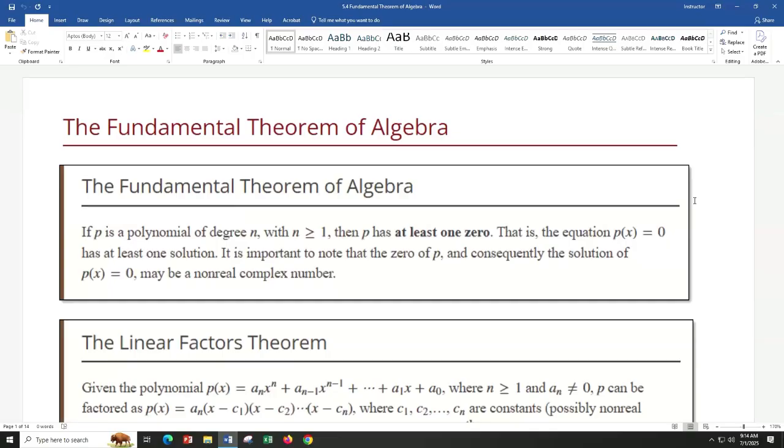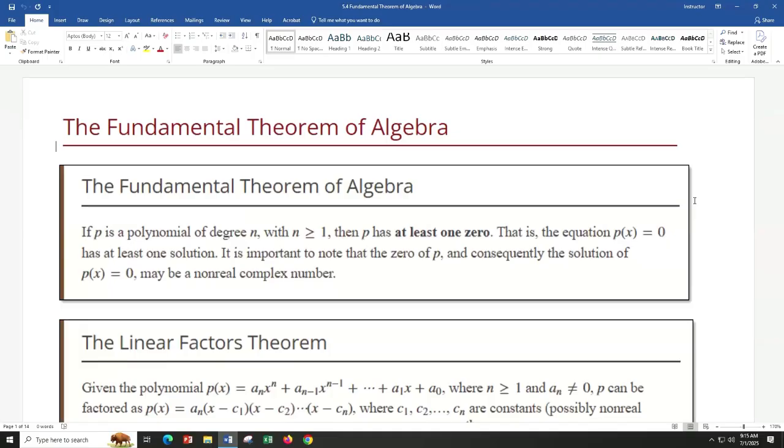The fundamental theorem of algebra states, okay, and I'm going to read it so we can be mathematically literate over it, but then I'll explain what it says very simply, okay? If P is a polynomial of degree n, with n greater than or equal to 1, then P has at least 1 zero. We know what that means, okay? That is the equation P of x, which we know P of x is defined as just any polynomial. We're just saying P of x now is a polynomial. It has at least one solution.